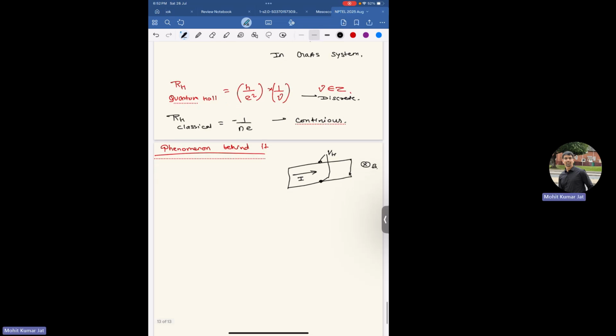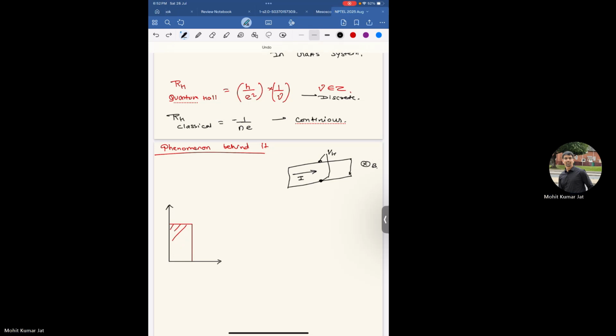So in the classical case, when the magnetic field is 0 at low temperature, if I ask you to draw the energy versus density of state, you will say that up to a certain energy, at t equal to 0, this will be the density of state profile, DOS versus energy. Let me just copy and paste it here.